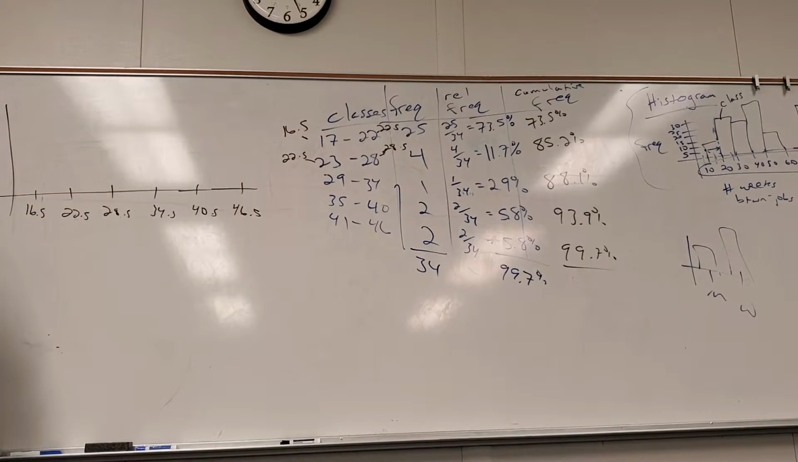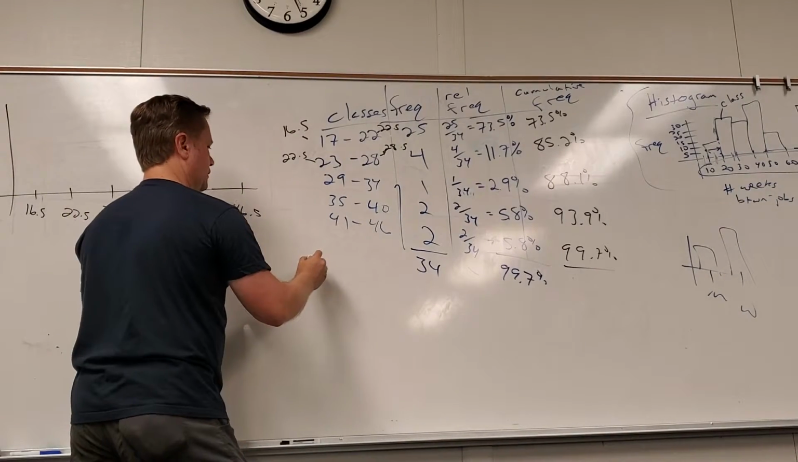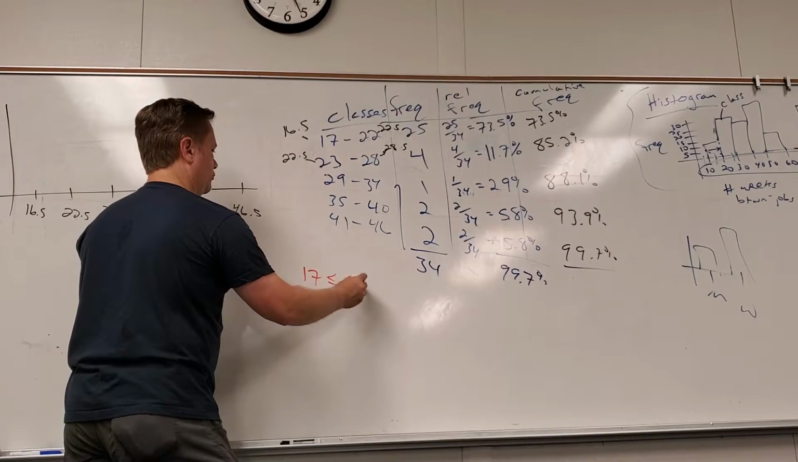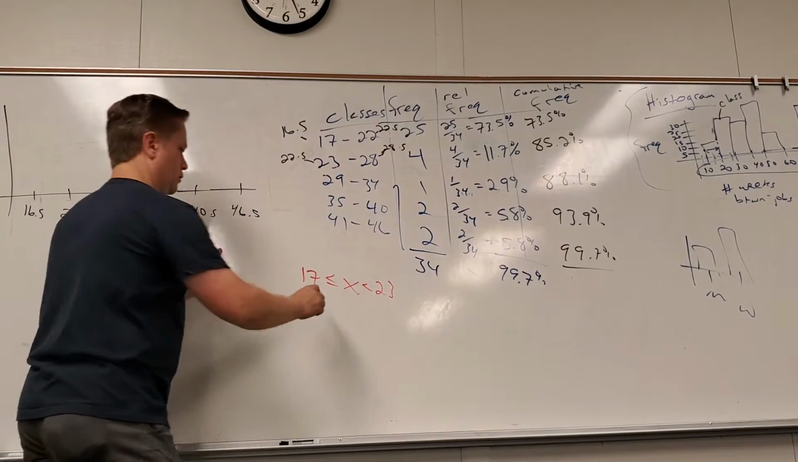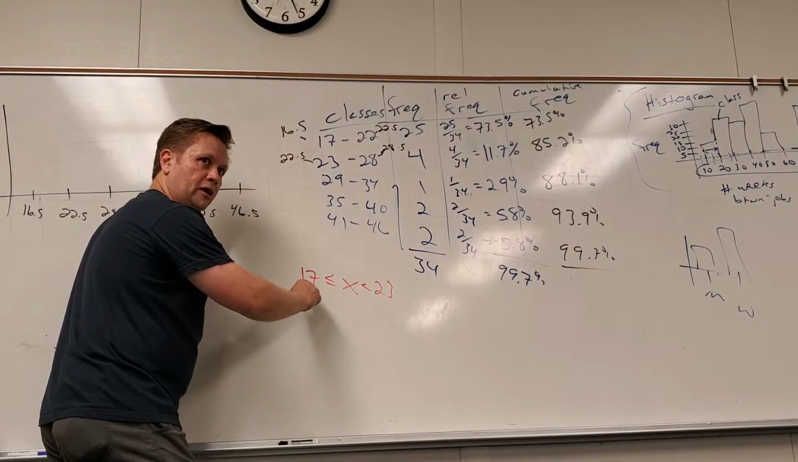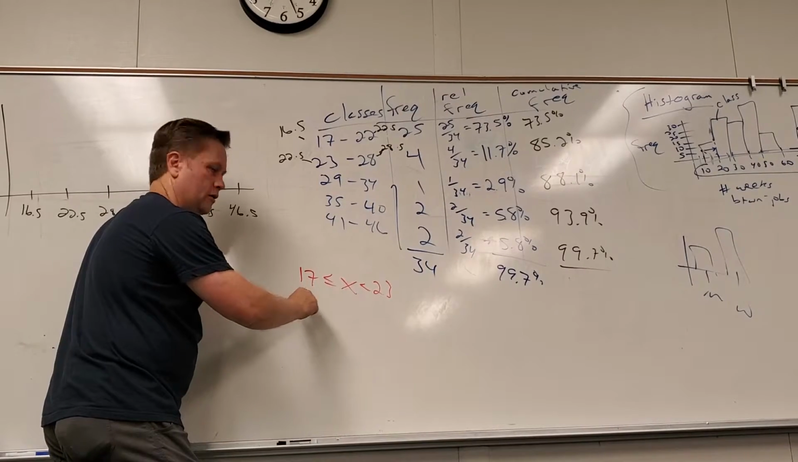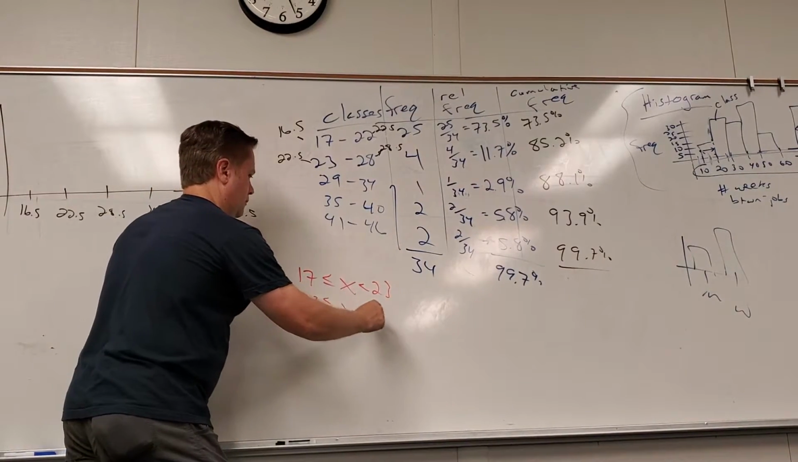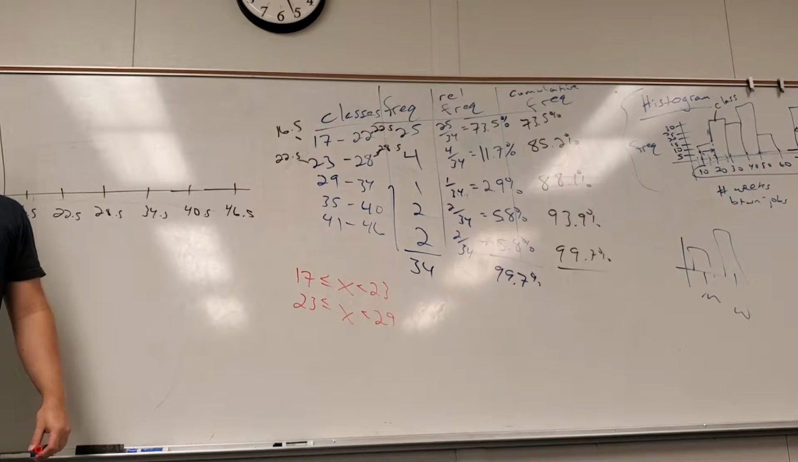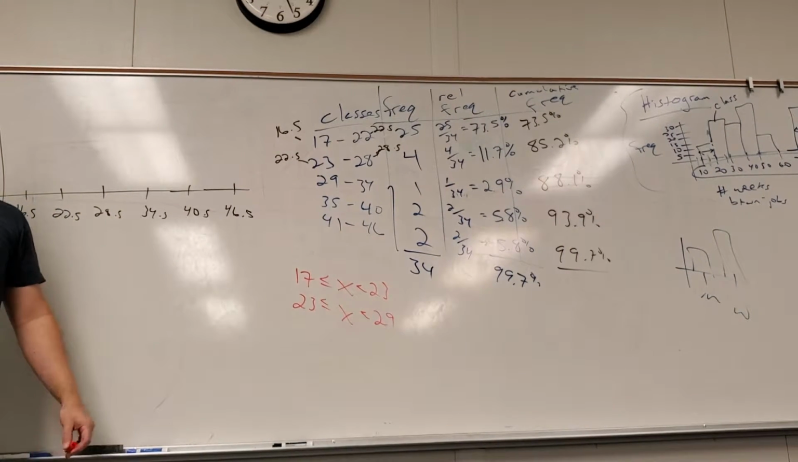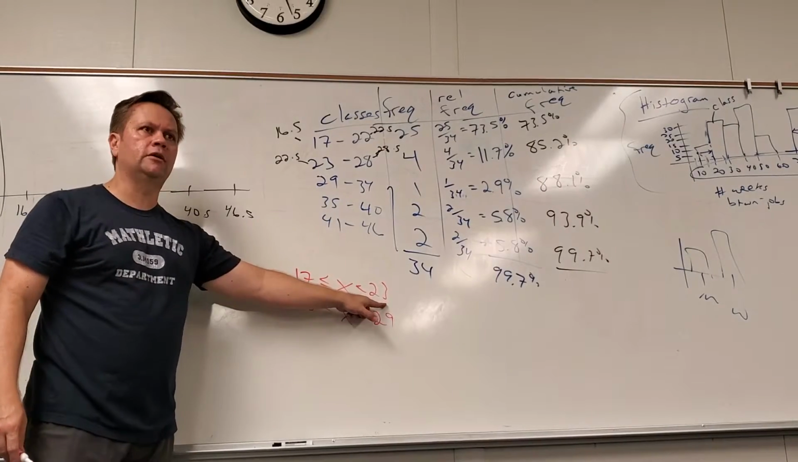The first class for me, if I was going to do this problem, would look like this: 17 less than or equal to x less than 23. See why some people give up? He's throwing x in there. Where does 23 go? Second one, because this one's not allowed to equal 23.